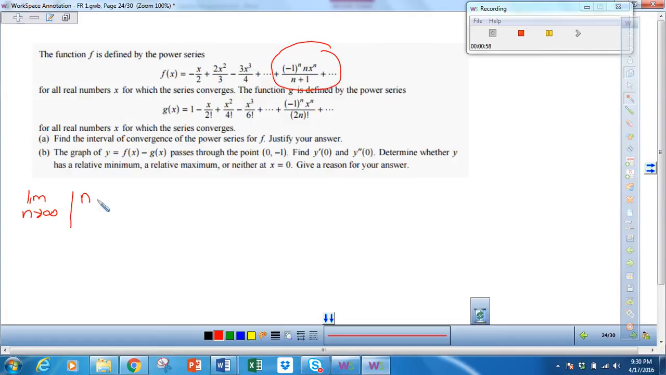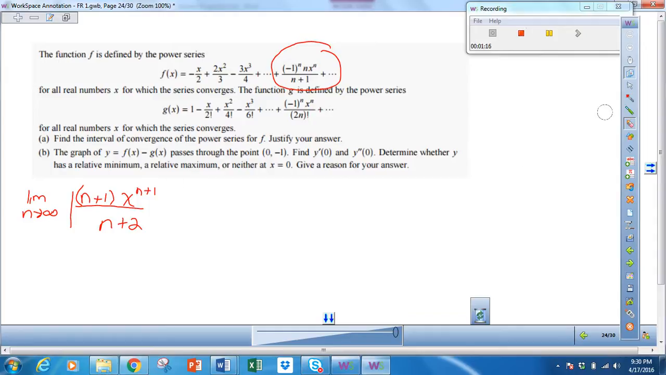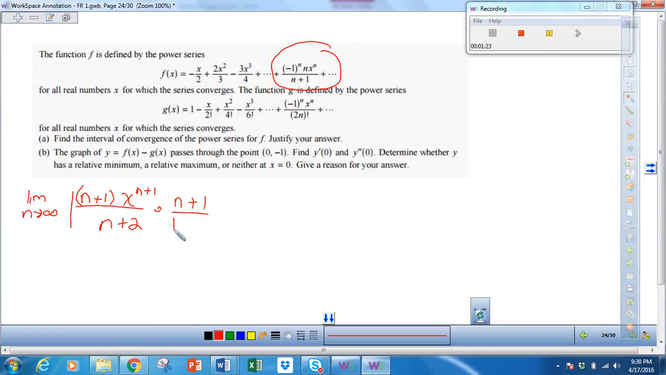n, and it's n plus 1, x to the n plus 1 over n plus 2, and then we're dividing that by the original. So we're dividing it by the original, which means we're going to multiply by the reciprocal. So this becomes n plus 1 over n x to the n. Okay, so as we're separating this, all of this we want to be less than 1.